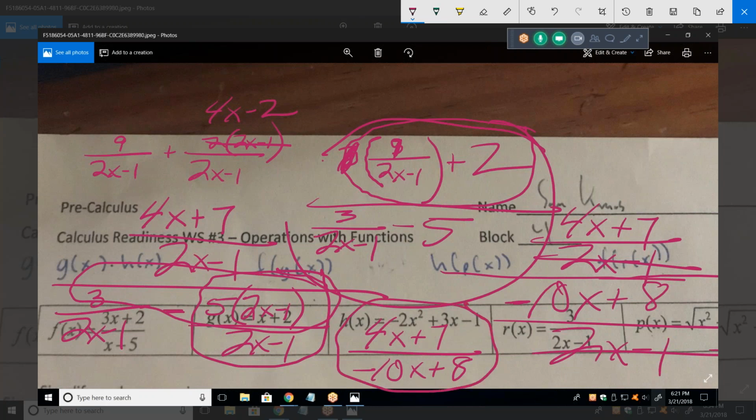Now, that little trick was no different than flipping the bottom and multiplying. Notice that's what you do when you divide by fractions: you reciprocate the bottom and you multiply instead of dividing. So if I take this and I flip it, the 2x minus 1's cancel one another, and I'm left with 4x plus 7 over minus 10x plus 8. This is the answer.